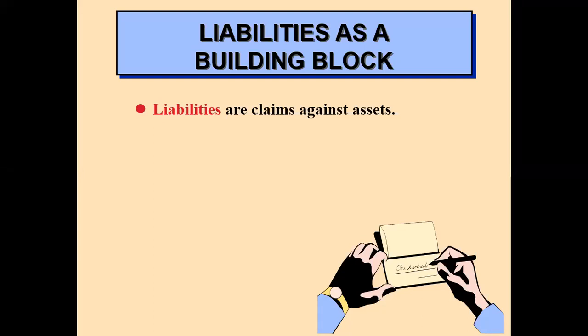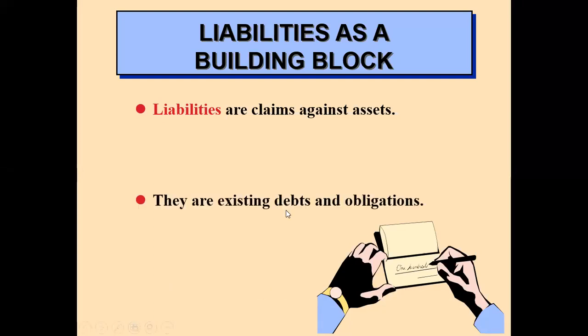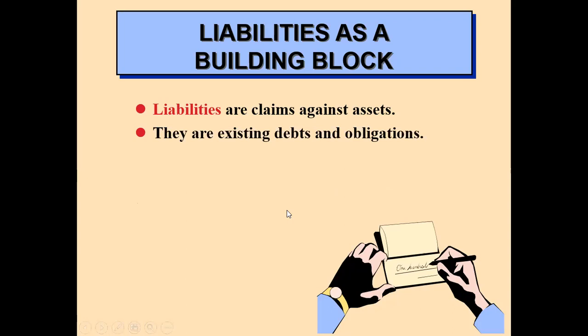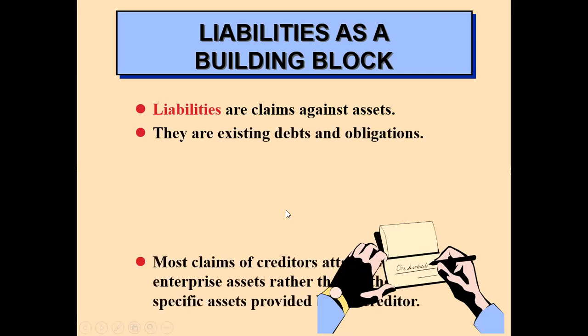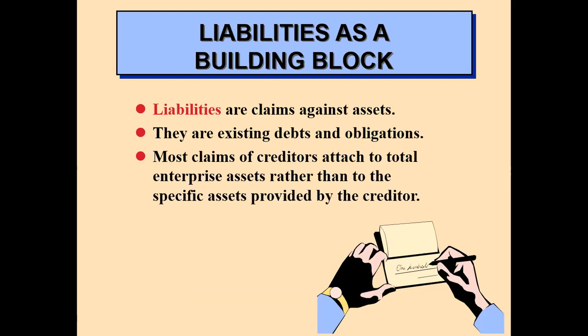Okay, so they are existing debt and obligation, and most claims of creditors are attached to total enterprise assets rather than to the specific asset provided by the creditor. So what can be the example of liabilities? Example of liabilities can be accounts payable. Accounts payable means you purchase inventory, you purchase some goods, but you didn't pay the money. You will pay the money in a future day. So that we call accounts payable.